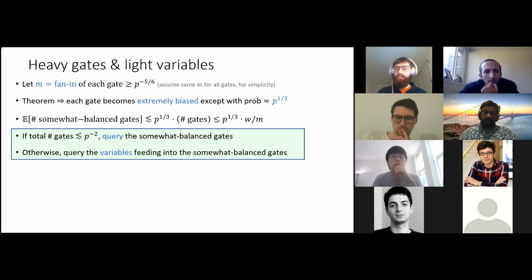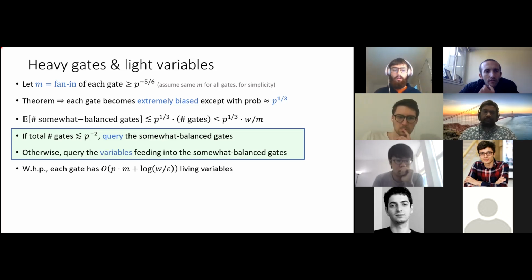Okay, so we just need to count the number of queries to make sure we didn't go over budget. Right now, I said query the variables feeding into the somewhat balanced gates, but of course we only need to query the star variables, right? If it was assigned a value, then there's no need to query it because its value is just hard-coded into the entire tree. So we need to query the ones that are still alive. So we would expect for a single gate, the number of stars feeding into it, that should be like p times m, plus some additive error.